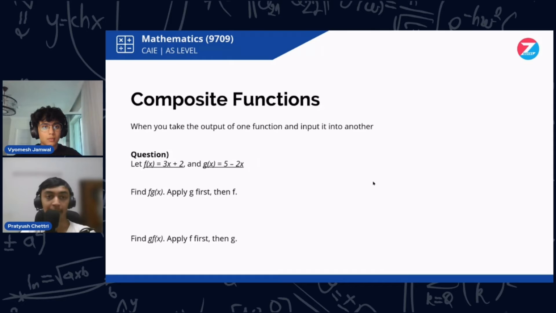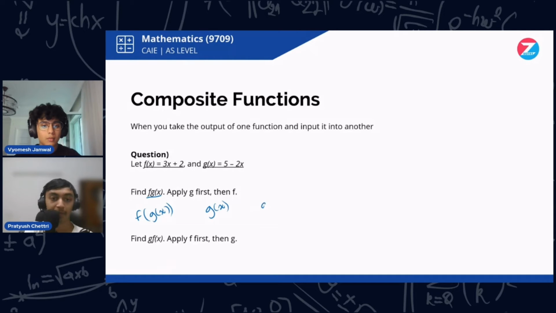Now let's move on to composite functions. A composite function is when you take the output of a function and input it into another one. Let's say we have these two functions, f(x) and g(x). They're defined as follows. And we can use this notation to show a composite function. What it means is we apply g first and then f. It's basically f of g of x, with the brackets shown neater. What this means is you first do g of x, right?